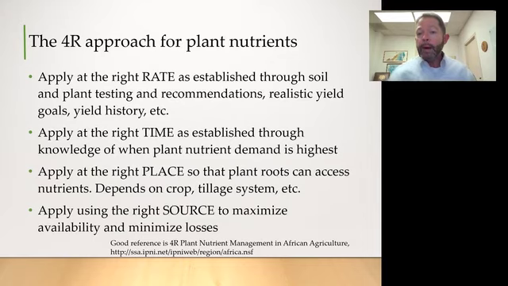I'll talk just for a second about fertilization, and the approach I like to suggest is what's called the 4R approach for plant nutrients, and that is applying the right rate. The first one is the right rate as established through soil and plant tissue testing and other methods. The second principle is applying at the right time as established through knowledge of when plant demand is the highest. Third, apply at the right place so plant roots can access that. Think of microdosing if you're familiar with that. And then finally, use the right source to minimize nitrogen losses. And this is a very good framework for efficiently using fertilizers.